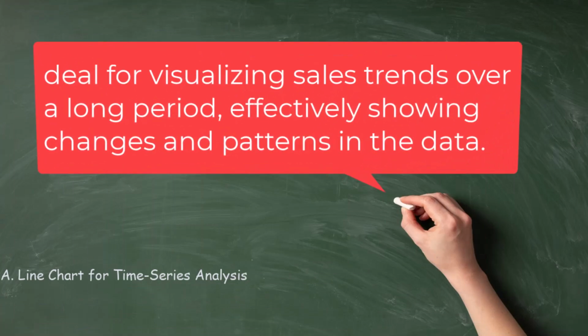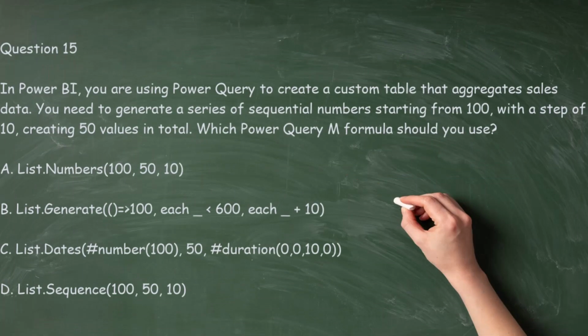The correct answer is A. Here's why. Line chart for time series analysis. Ideal for visualizing sales trends over a long period, effectively showing changes in patterns in the data. Question 15. In Power BI, you are using Power Query to create a custom table that aggregates sales data. You need to generate a series of sequential numbers starting from 100, with a step of 10, creating 50 values in total. Which Power Query formula should you use?